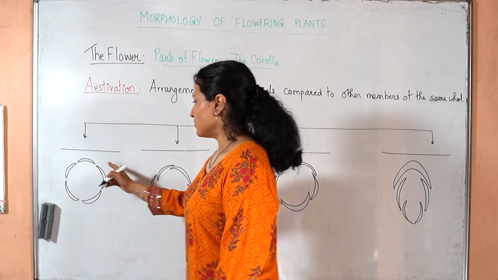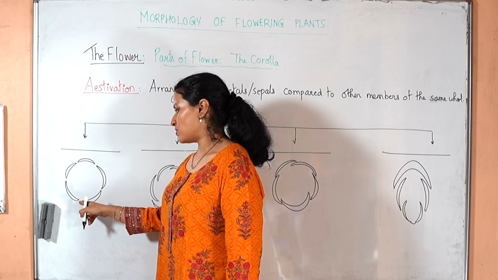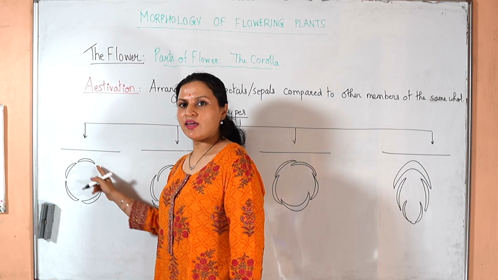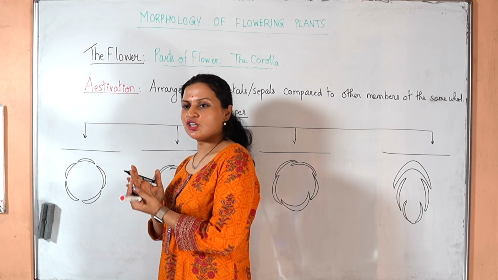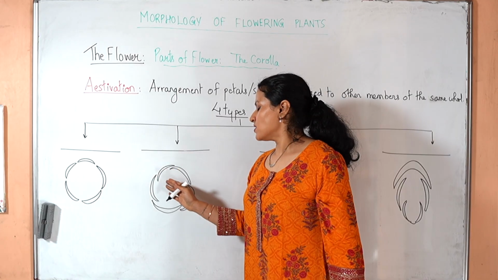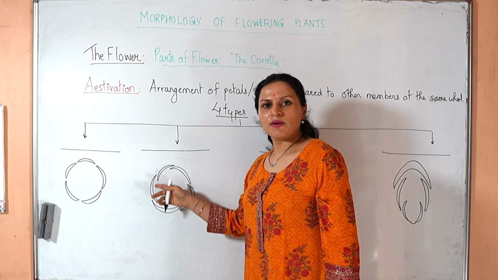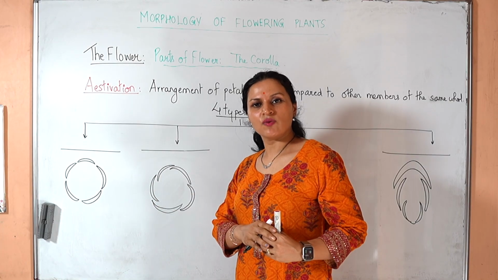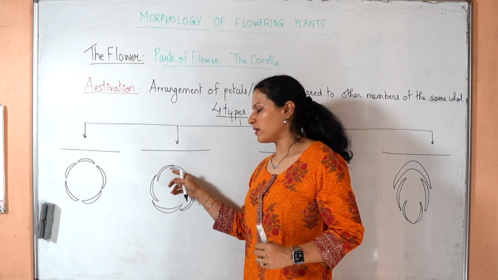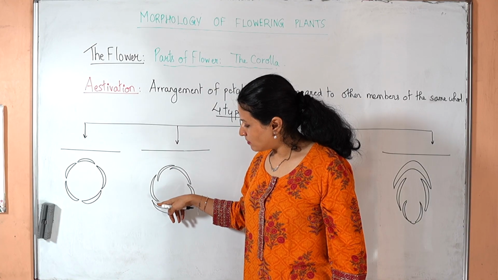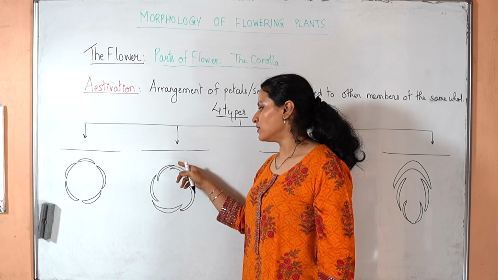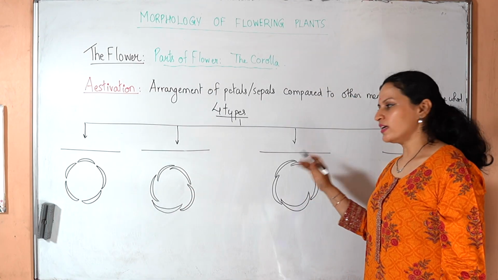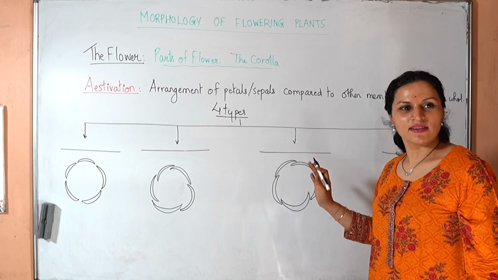In the first one, the margins of these members are just touching each other, but there is no overlap between the members of this whorl. They are just touching each other, there is no overlap. In this case, you see that the margin of each member is overlapping the next one, but it is itself getting overlapped by the one behind it. It is getting overlapped at one end, it is overlapping the next one. It goes on. Over here, there isn't any member overlapping anybody else.